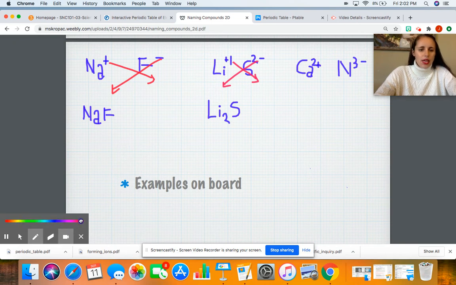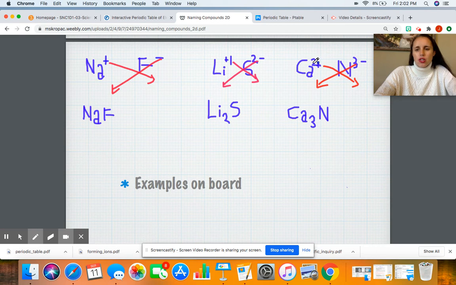Next up, I've got that crossing over rule. So I'm going to bring the charge of calcium down here. I'm going to bring my charge of nitrogen down here. And I'm going to write my chemical formula. I've got calcium. And nitrogen has a charge of 3-, so I'm going to write a 3 here. I've got nitrogen. Calcium has a charge of 2+, so I'm going to write a 2 here.